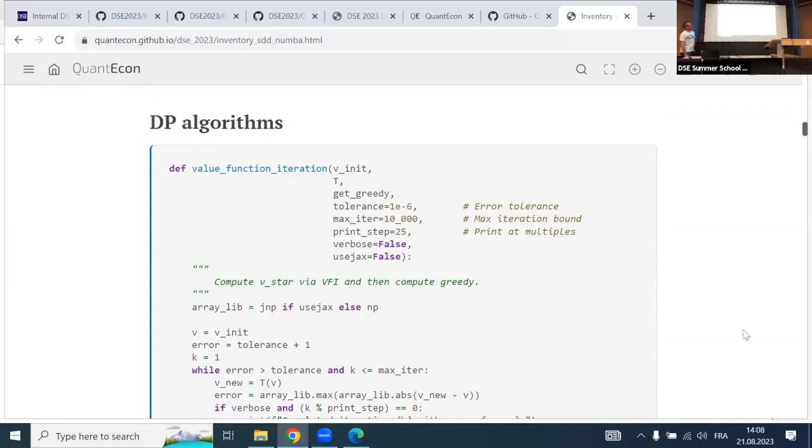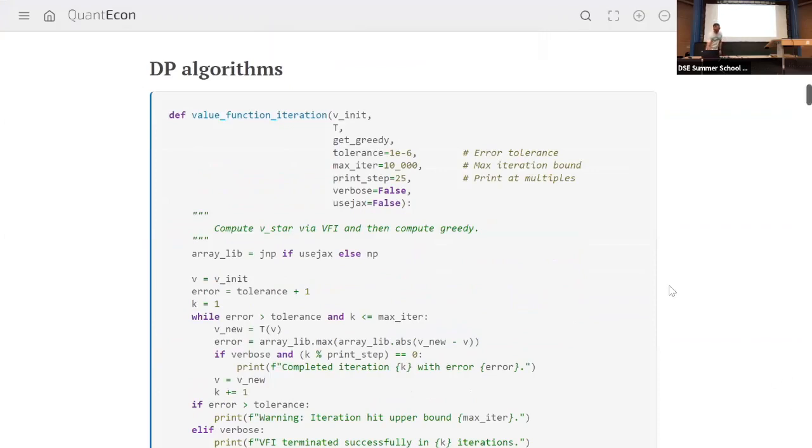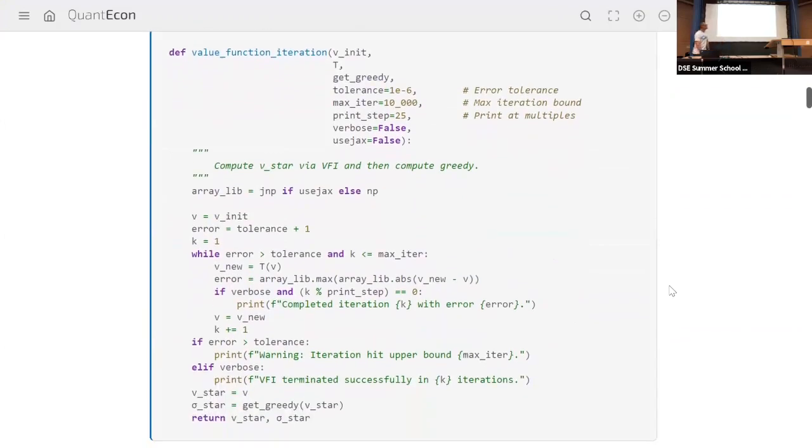I've got 3 different dynamic programming algorithms. One of them is value function iteration. So value function iteration, pretty straightforward. I pass in T, which is the Bellman operator, and get greedy, which computes greedy policies. And the heart of the algorithm is just this line here. Nothing very exciting there, so I'll keep going.